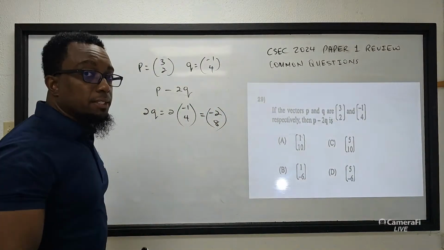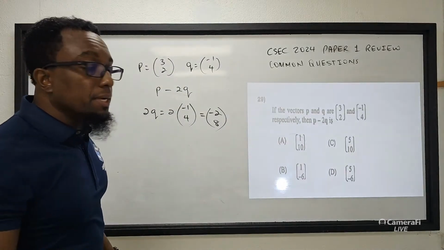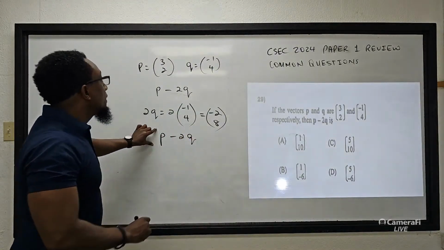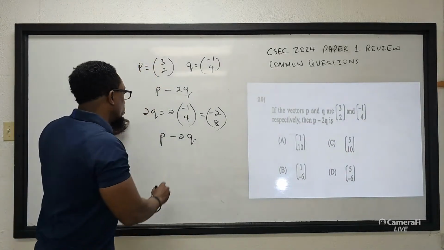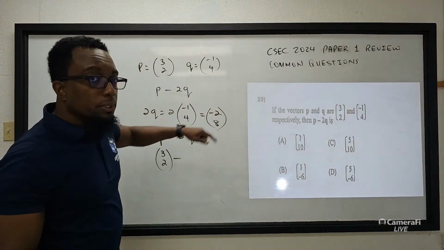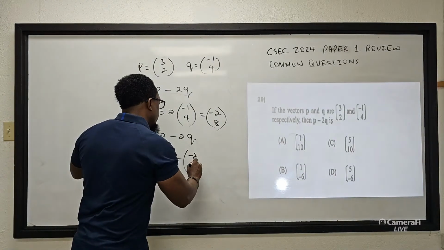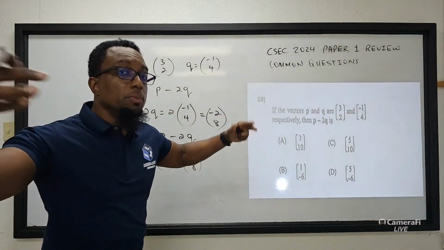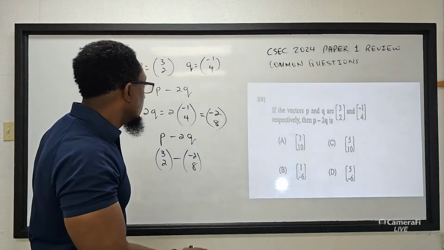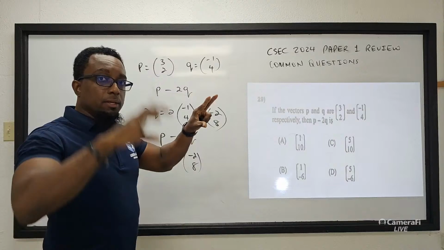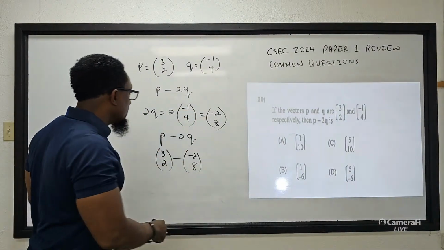So 2q is (-2, 8). If I have to determine p subtract 2q, it is p, which is (3, 2), subtract 2q, which is (-2, 8). Remember, you work out p, you work out 2q, then you subtract them. Don't think of this as negative 2 times q. It's p, 2q, subtract. So let's subtract.